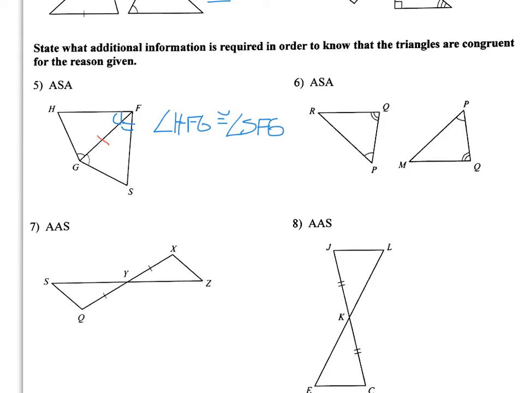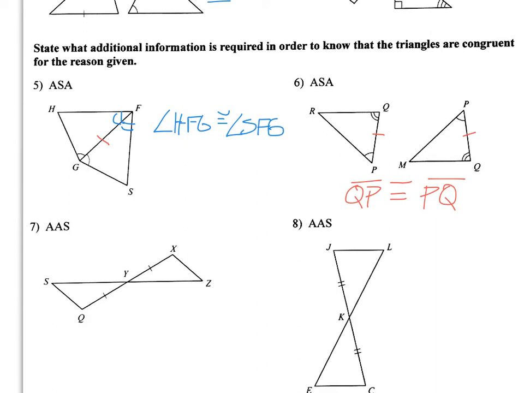Alright, the next one, ASA, angle, side, angle. So I have angle, I need a side, then here's the other angle. So where's the side that would be between those? Right here. So I need to mark this side. So in this one, I need that side to get angle, side, angle. So what do I need to know? I need QP congruent to PQ, or QP, however you want to say it, in the second triangle.